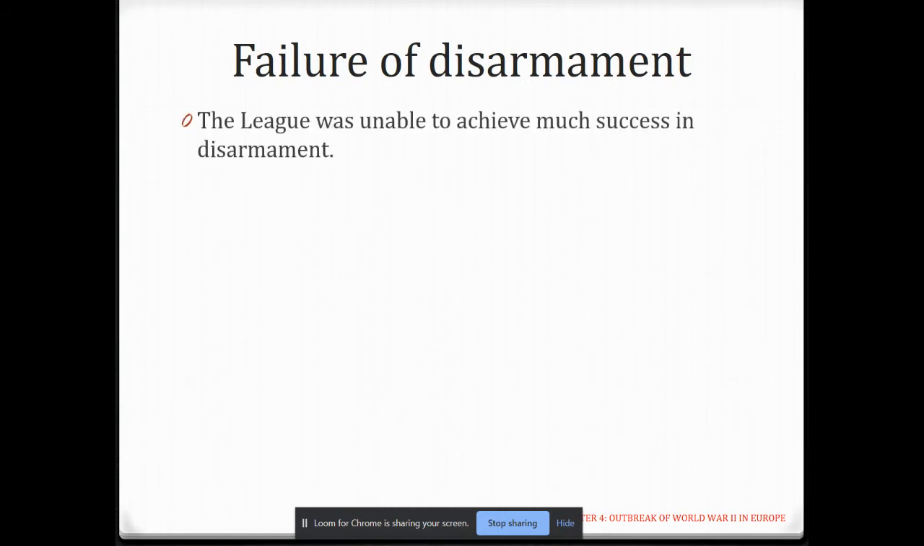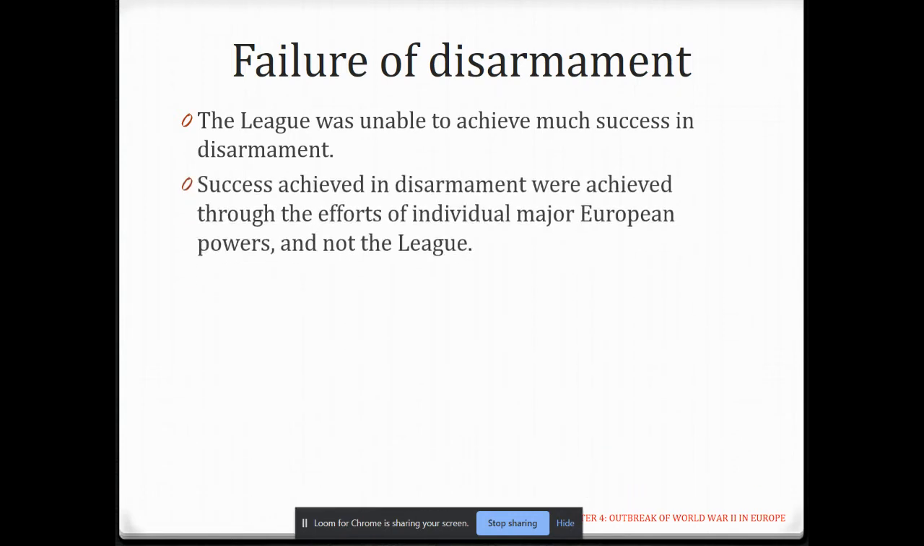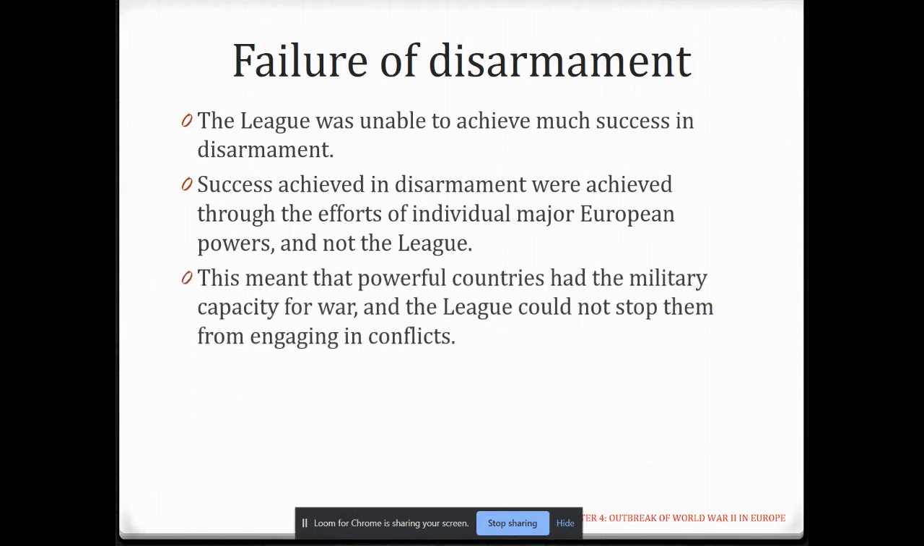Failure of disarmament. The League was unable to achieve much success in disarmament. The whole point of disarmament is that it would eventually lessen tensions between countries, because when we cut back on our arms, it lowers the possibility of war breaking out. And successes in disarmament were achieved through the efforts of individual major European powers, not the League. So there were some successes, but unfortunately, the League wasn't responsible for them. This meant that powerful countries had the military capacity for war, and the League could not stop them from engaging in conflicts.